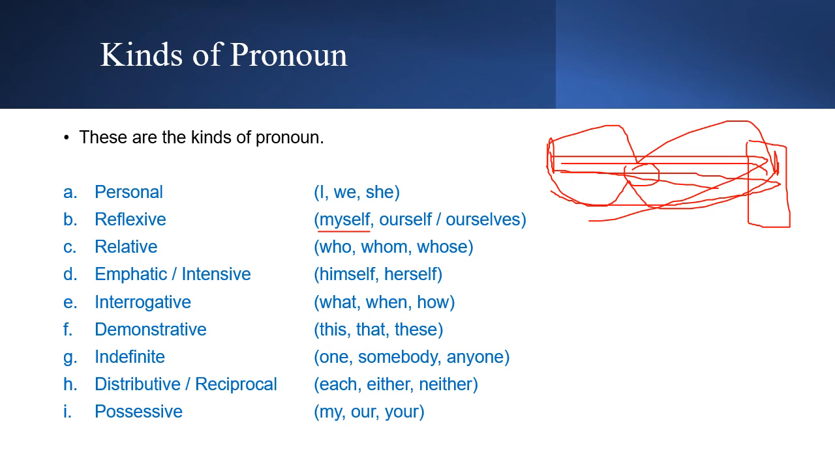Relative pronoun is when you relate to somebody: whom, whose, who. These are some examples of relative pronouns. This is the pronoun that you use to talk about somebody, and then you try to identify them. For example, if I say this is the man whom I saw in the market.